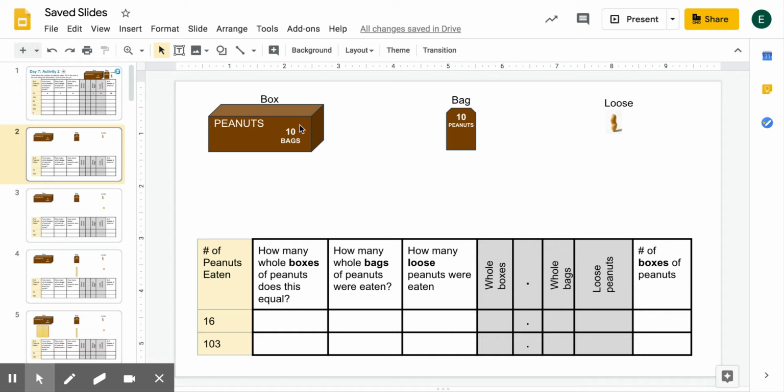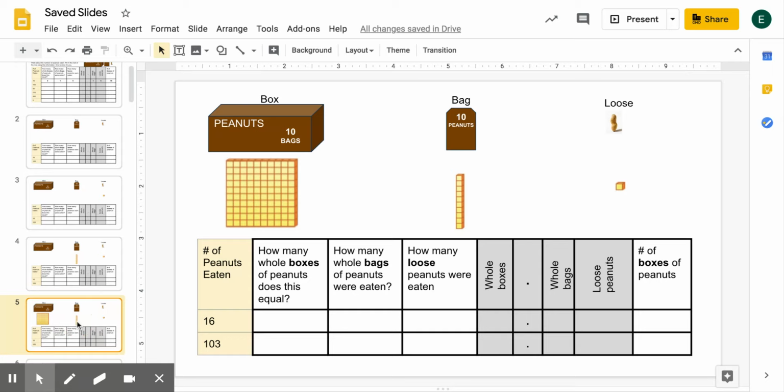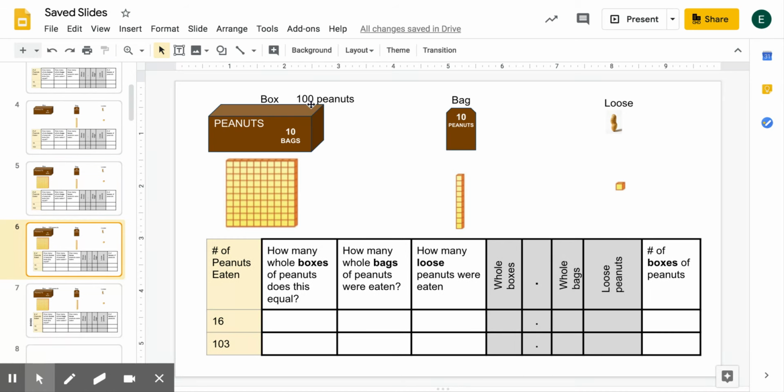I can think about that like place value blocks. If one little block is equal to a loose nut, then one rod is like a bag because it has 10, and one flat is like a box because it has 10 bags, and I know that each of the bags has 10 loose nuts for a total of 100 peanuts in the box.